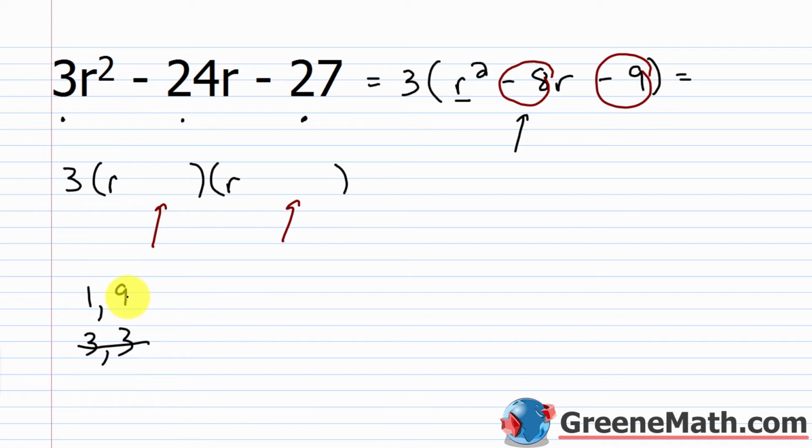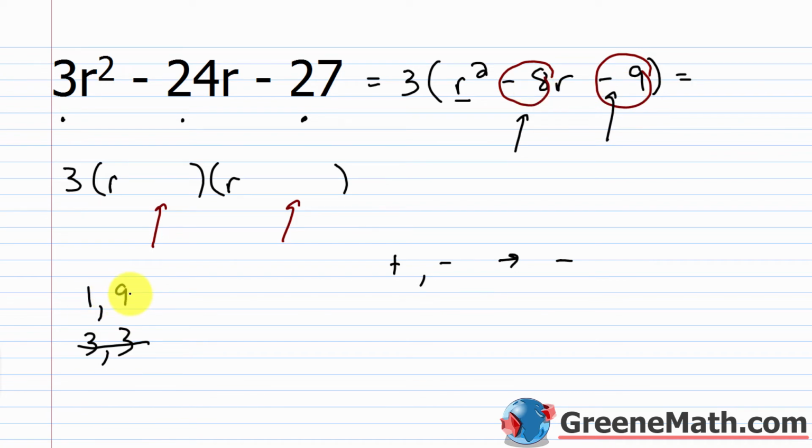Now, I know that the middle term is negative, and the last term is negative. I can only get that if I have different signs, right? Because we know that a positive times a negative will yield us a negative. So that's how we got that through multiplication. So 1 is positive, 1 is negative. Now we think about the fact that we have 1 and 9.